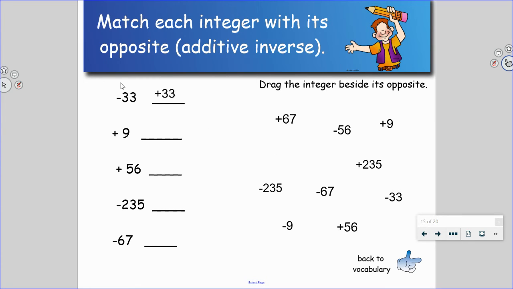The opposite of -33 is +33. The opposite of +9 is -9. The opposite of +56 is -56, and so on. Opposites have the same distance from 0, so 67 is 67 steps away from 0, and -67 is also 67 steps away from 0.